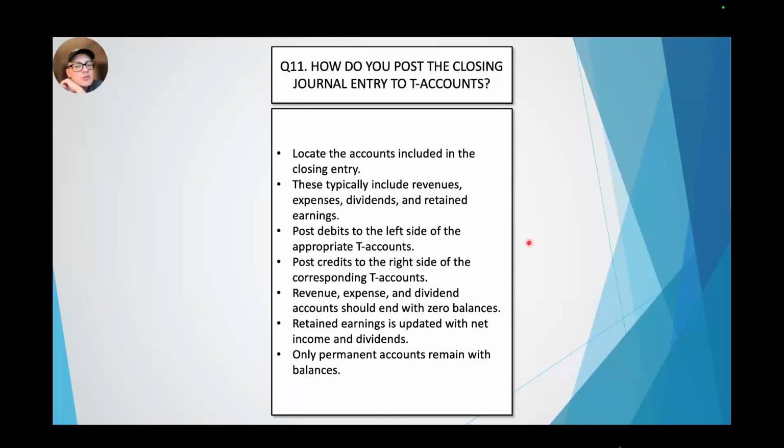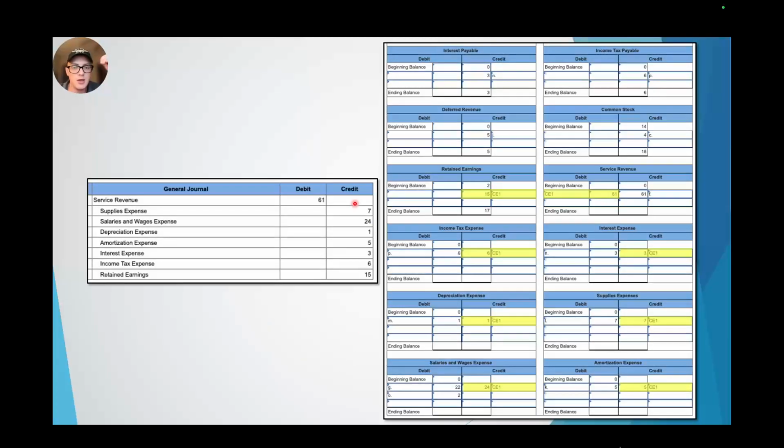How do you post the closing journal entry to T accounts? Well, after recording the closing entries, they are posted to T accounts. Revenues and expenses accounts end with 0 balances, while retained earnings is updated with the period's results. Like I said, revenues and expenses accounts end with 0. So we will bring all of these closing entries to the T accounts, which is why this says CE, because that's saying closing entry, whereas a lot of these will have a letter, which is for the problem they are associated with. CE is closing entry. These are specifically associated with the closing entry.